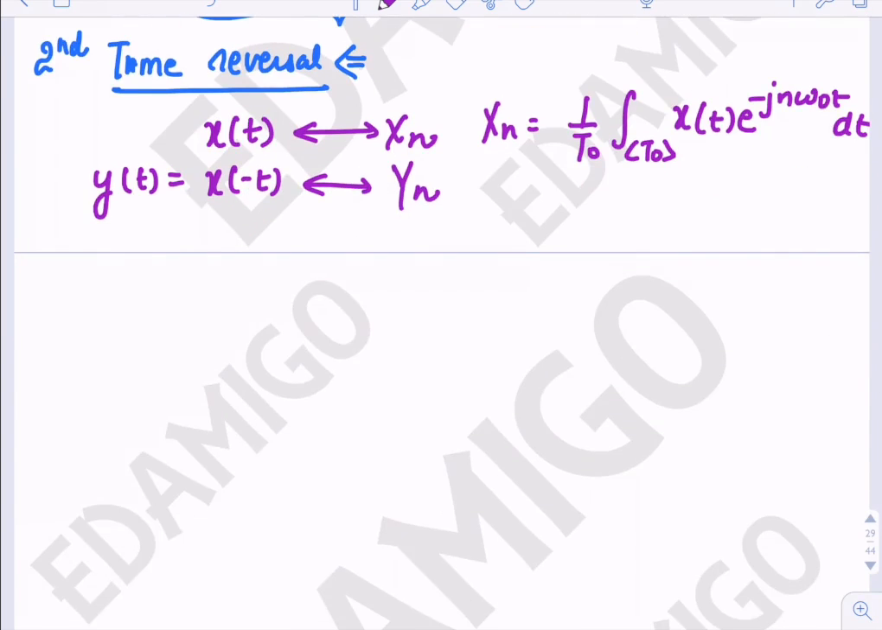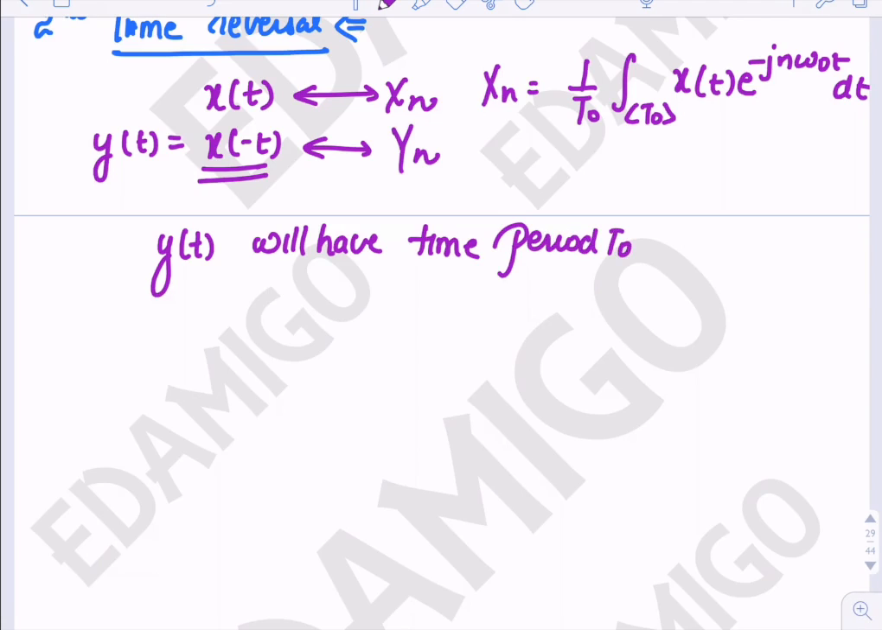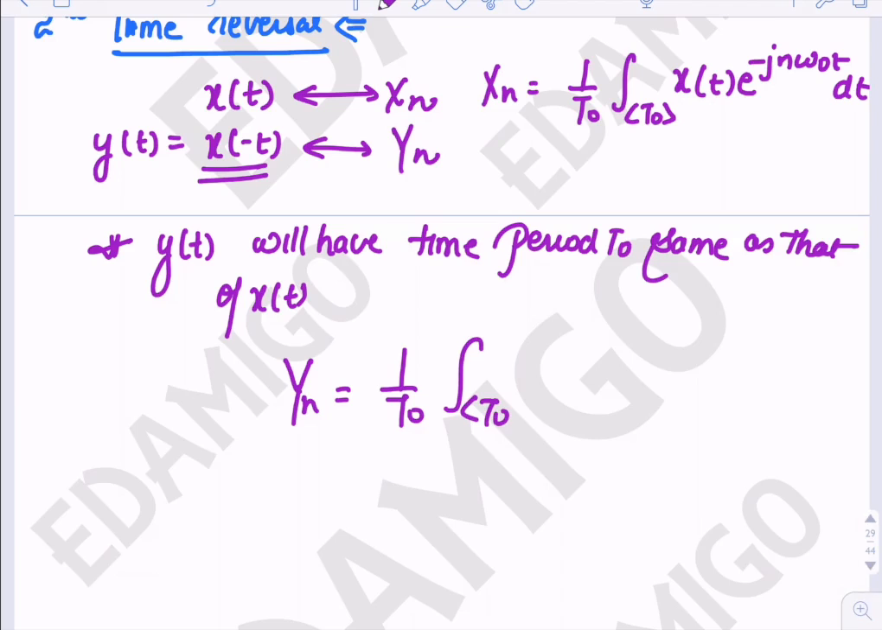Now x(t) has some time period, that is T naught. So x of minus t will also have the same time period. So we can say that y(t) will have time period T naught, same as that of x(t). So the formula of yn will be equal to 1 upon time period, integration over time period, y(t) e to power minus j n omega naught t dt.